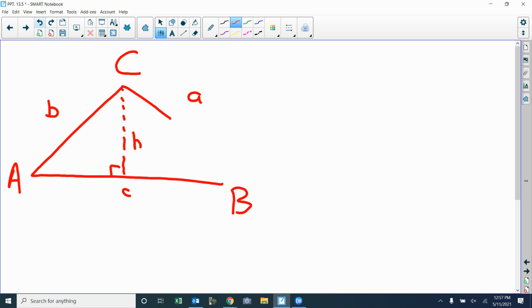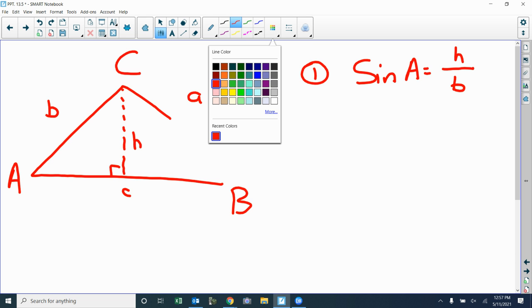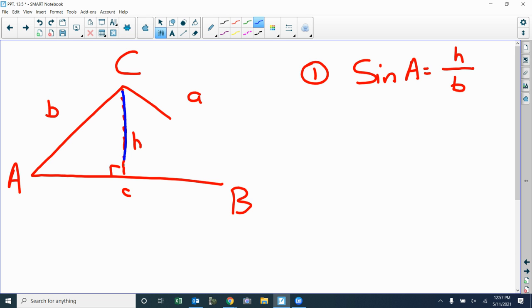All right, step one. We're going to find that height by using sine of angle A is equal to the opposite, which is my height over my hypotenuse B. Okay, so we're going to find this height right here. We'll make it blue so we feel different. And that height, once we find that height, it's going to help us determine if there are no triangles, one triangle, or two triangles.